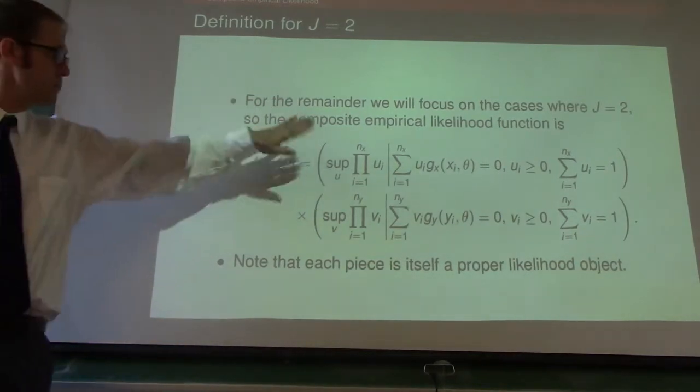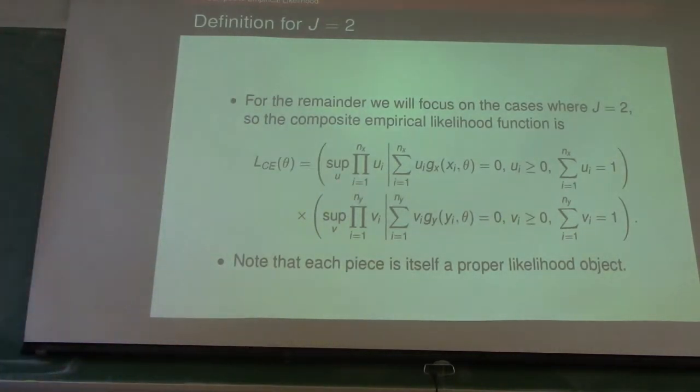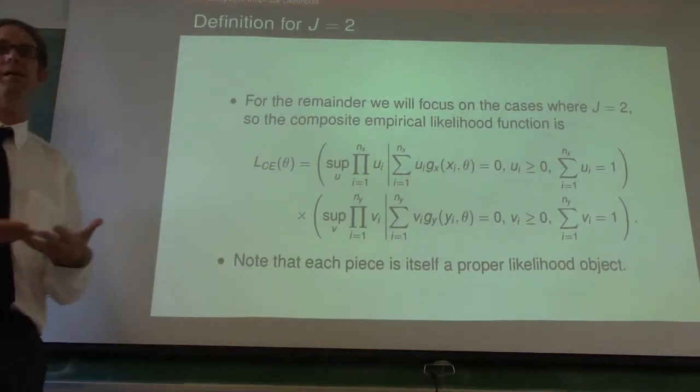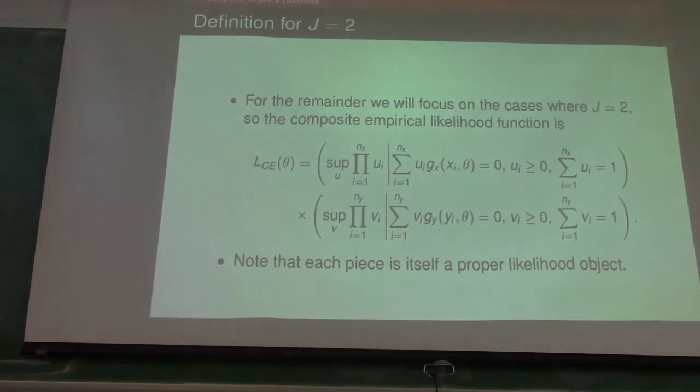Notice that this piece up here is defined exactly as that empirical likelihood I showed you. This piece down here is defined exactly as that empirical likelihood. So it fits the definition of a composite likelihood: the product of proper likelihoods, each of these being a proper likelihood.